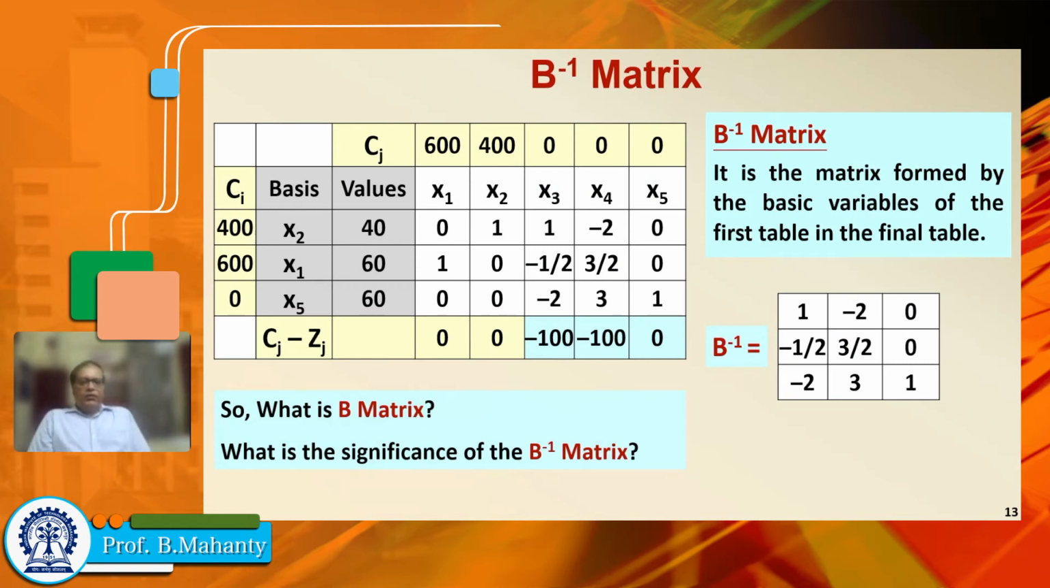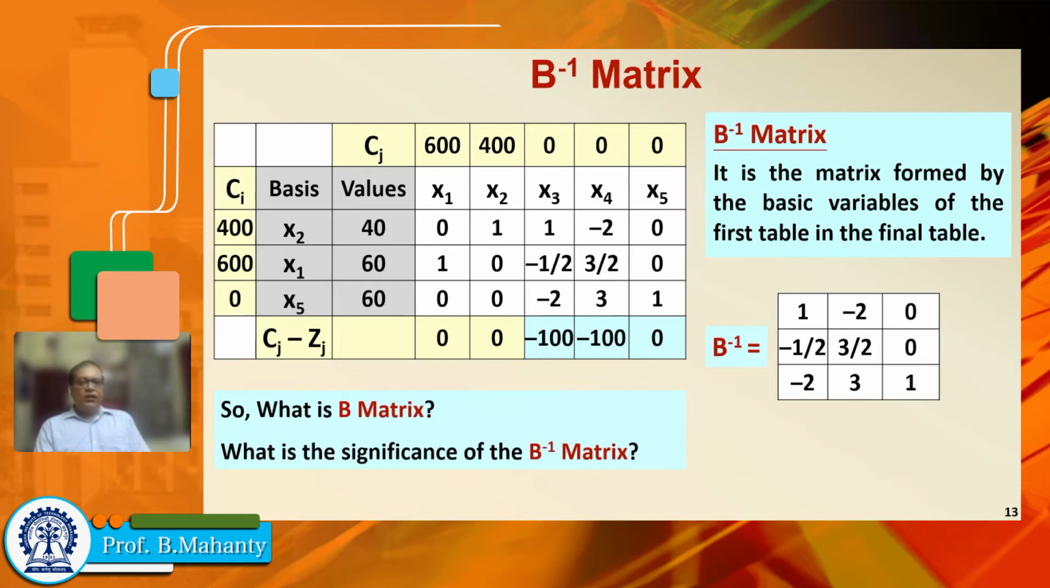Right. Now let us look at the B inverse matrix. You see the final table. Once again, the final table has been reproduced. In the final table, one thing you can see is the basic variables of the first table. So what are the basic variables of the first table? If you recall, the basic variables in the first table were the slack variables, that is x3, x4 and x5.